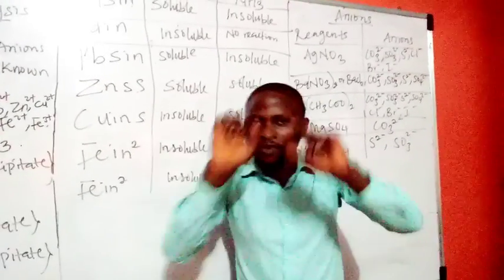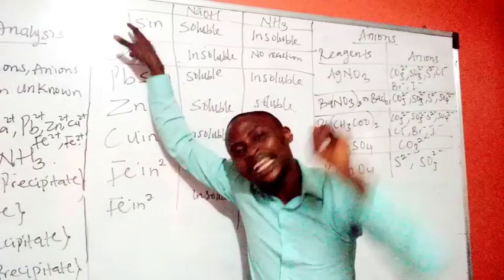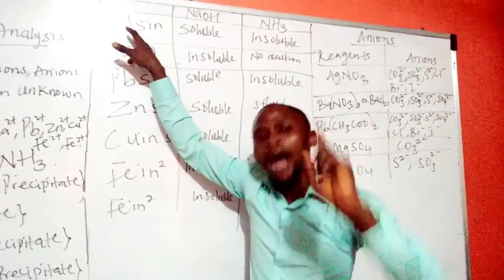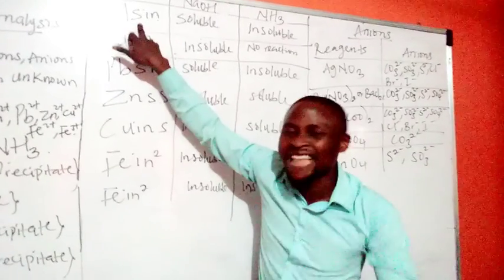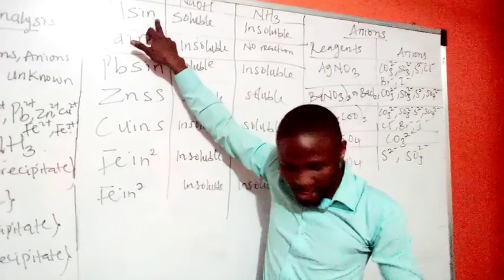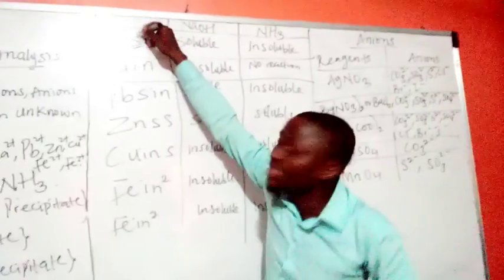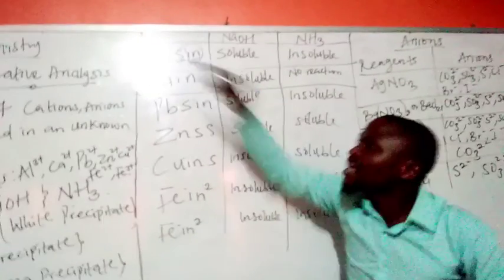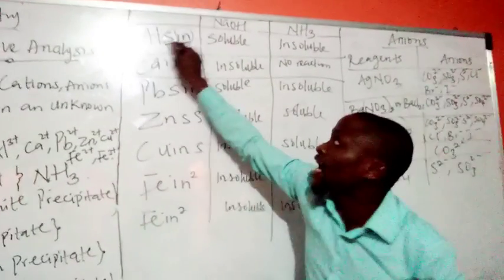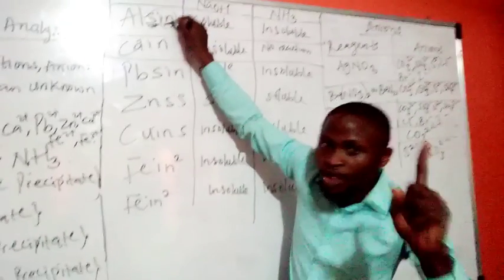The point is, I've just told you that aluminium is a white gelatinous precipitate in either sodium hydroxide or ammonia. However, the letter S stands for soluble, IN stands for insoluble, S stands for soluble, and IS stands for insoluble. Now the first reagent we are using is sodium hydroxide, and the second reagent is ammonia. In excess sodium hydroxide, aluminium is soluble. In excess ammonia, aluminium is insoluble.